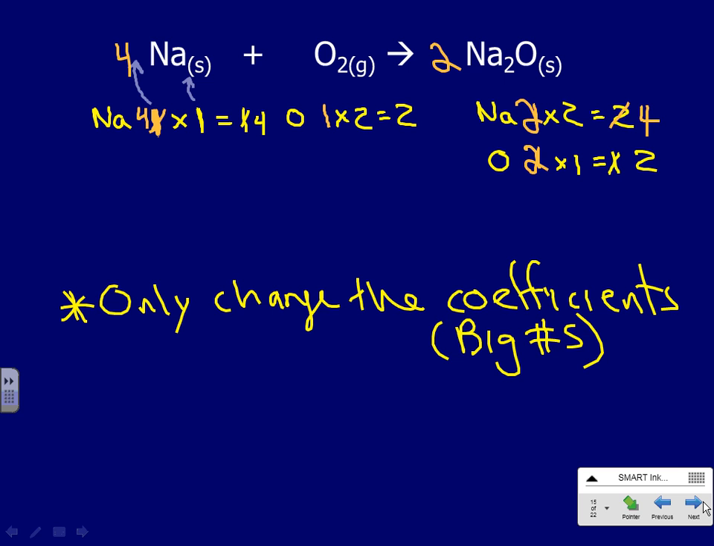Right? We can do it as quickly as this. 4 times 1 is 4, without having to write it out, right? 1 times 2 is 2. 2 times 2 is 4. 2 times 1 is 2. Balanced. Okay? I just wrote it out big so that you could see it on that first try.